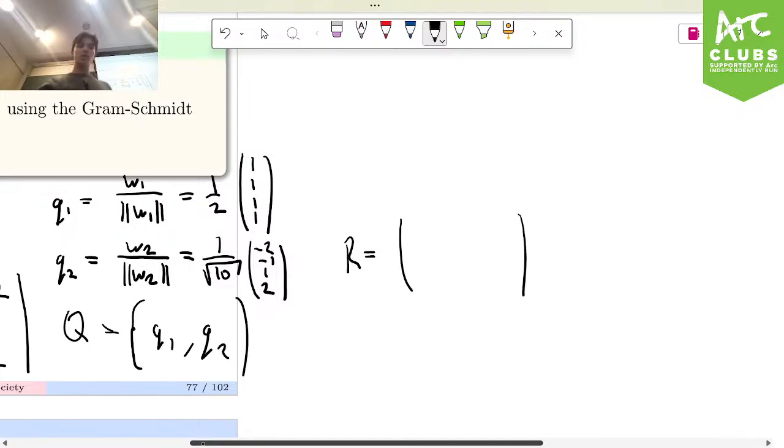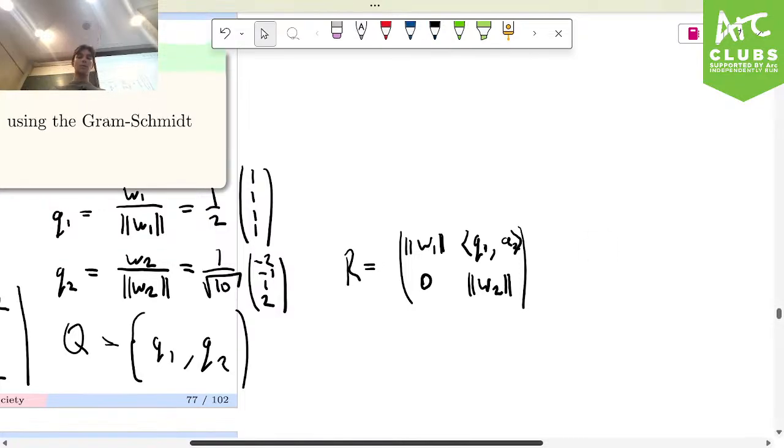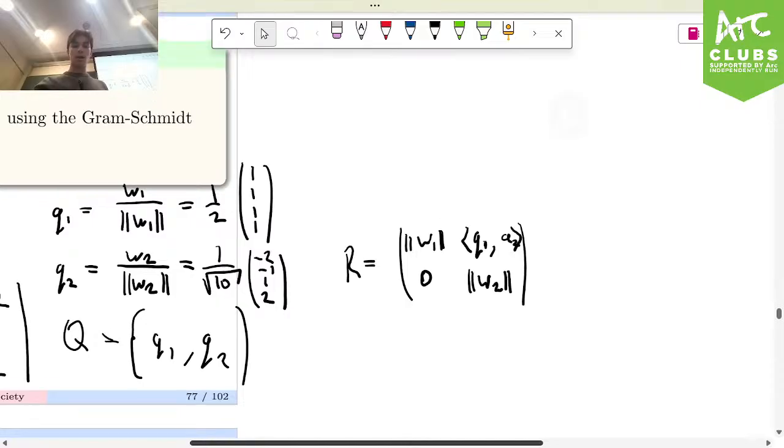Diagonals are going to be lined with the magnitudes of our W's. So W1, W2. This entry is going to be a 0. And this entry here is going to be one of our Q vectors multiplied with a column of A. Specifically, it is going to be the first Q vector multiplied with the second column of A.